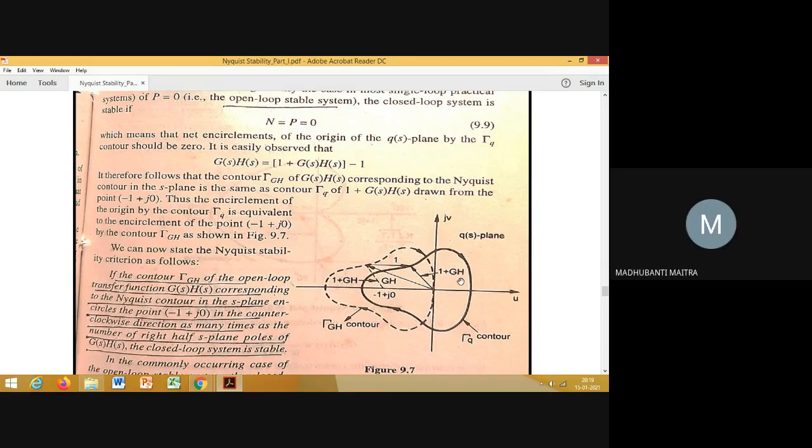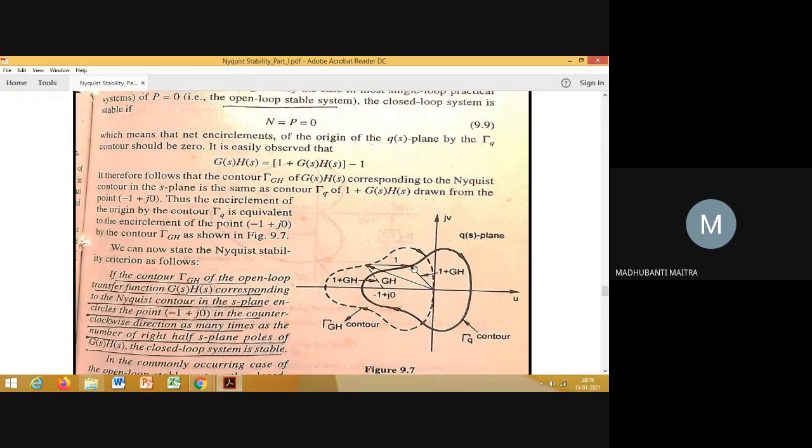Now, on this Q(s) plane, we identify a point which is -1 + j0. So the point will lie somewhere on this negative real axis, and this point is known as the critical point, -1 + j0. So this is a phasor having a length equal to 1. Yes or no?